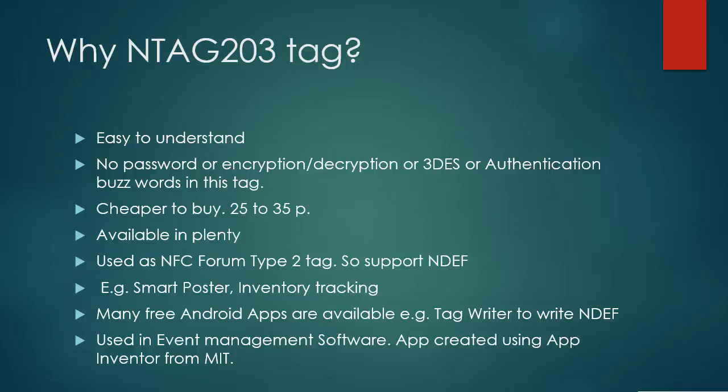So why do you have to learn NTAG 203 tags? For all the students, this is the easiest tag to understand. This is something similar to the MIFARE Ultralight. So there are no buzzwords like authentication or encryption, decryption stuff here. This is also very cheap to buy. You can buy this for up to 35 pence, and they are available in plenty.